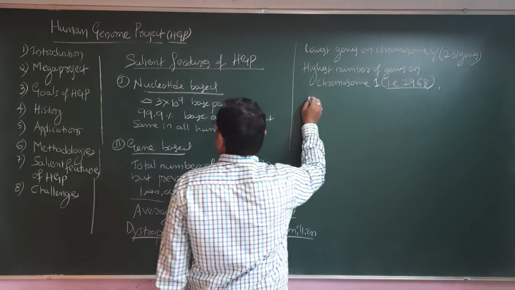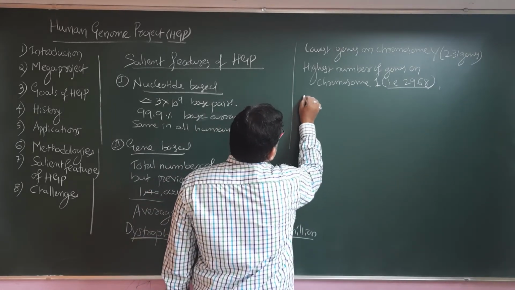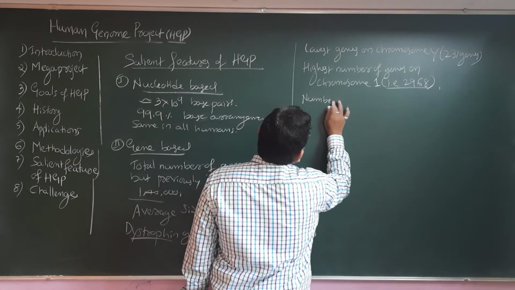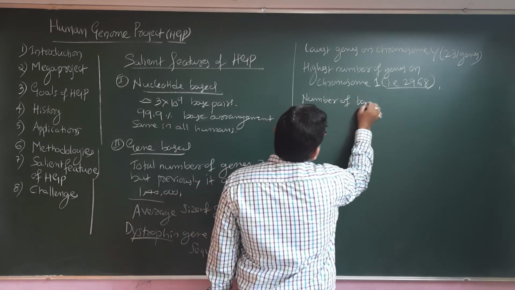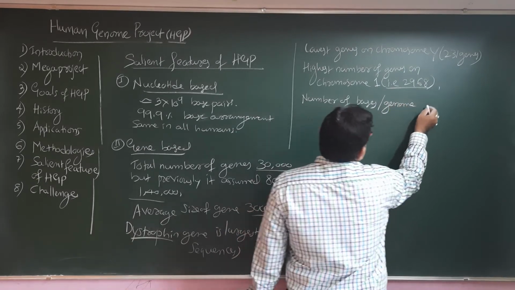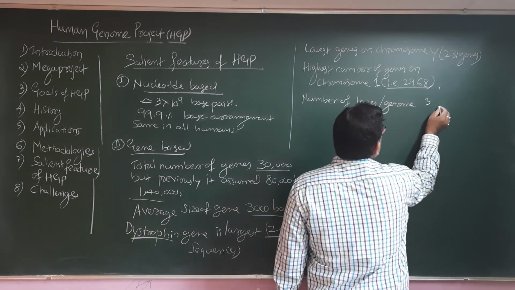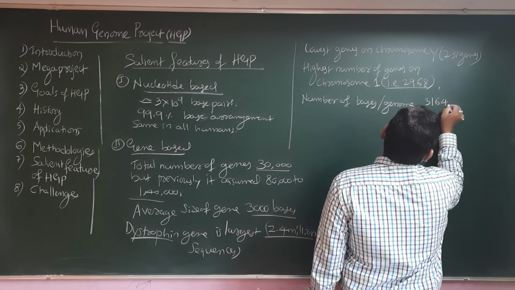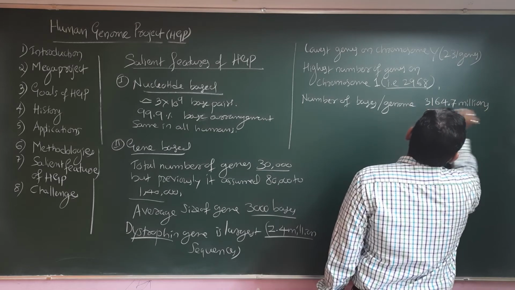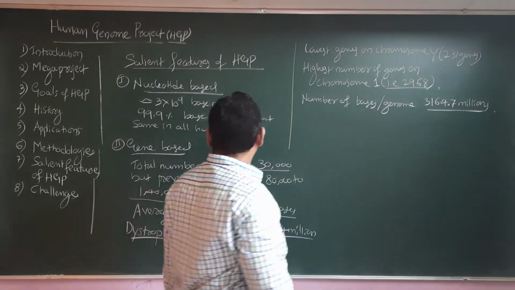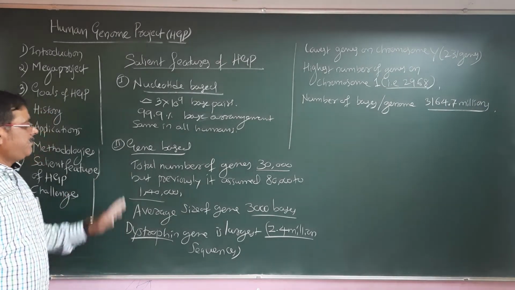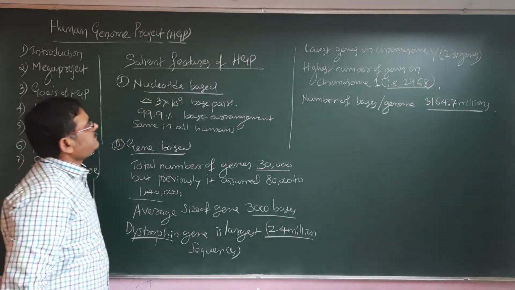So the number of bases per genome can be 3,164.7 million. So this is what we can say are the gene based features of mainly the human genome.